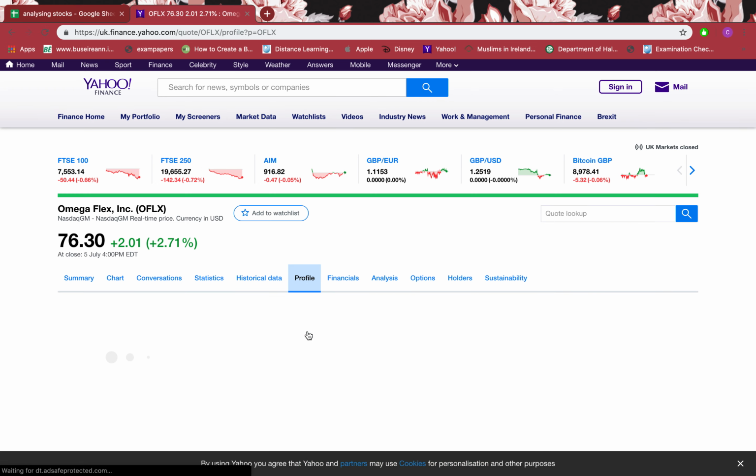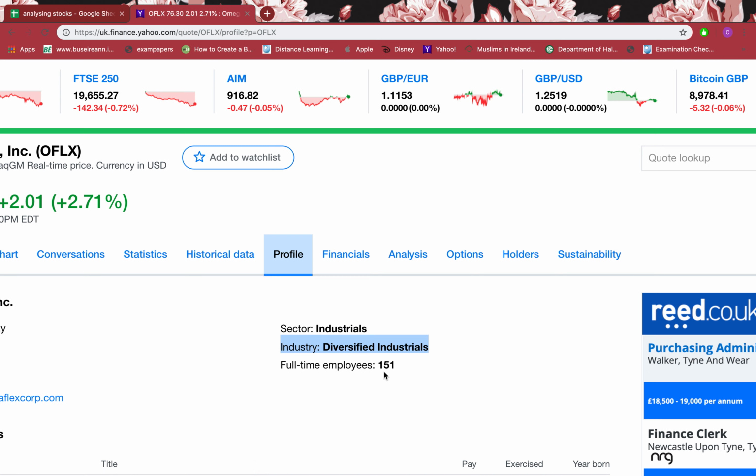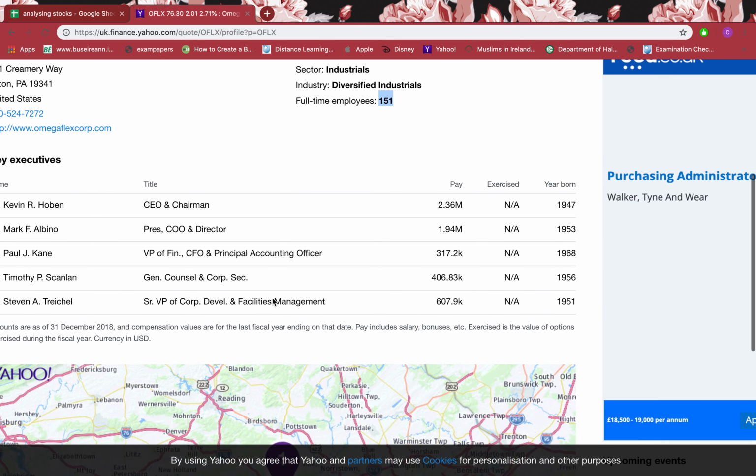I'll go to profile, and I can see the sector, which is industrials. Industry type is diversified industrials. Full time is 151 employees, and I can see the 5 executives.